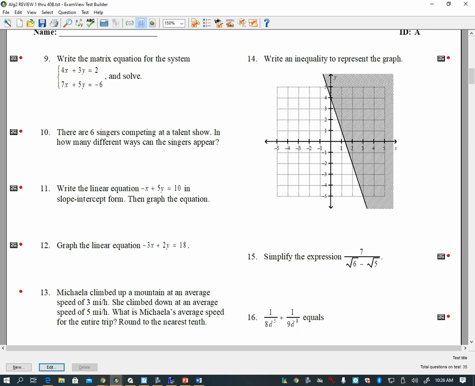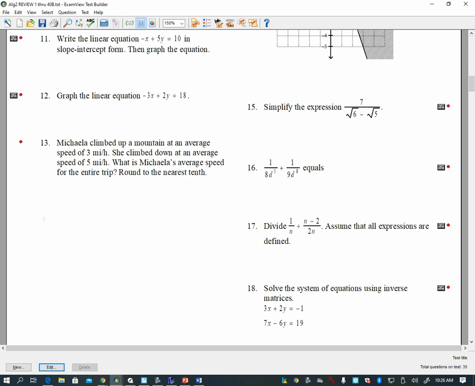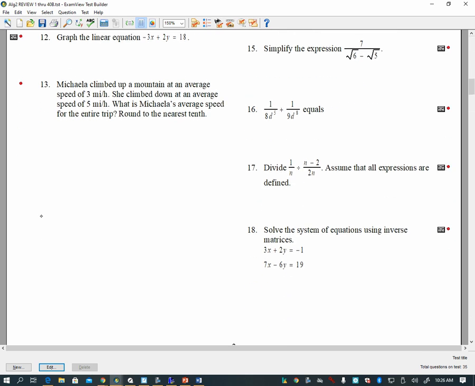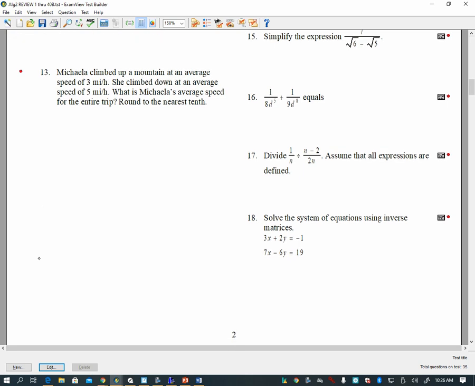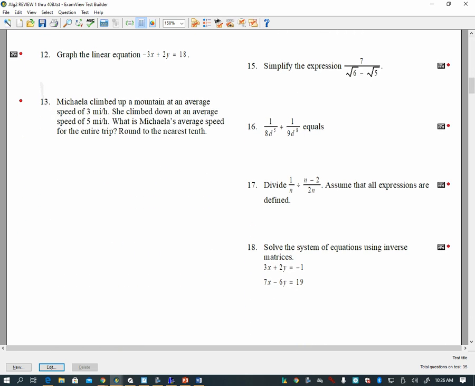Numero 9. 10? 11? 12? We'll have to come back to 13. I know I've got that written down somewhere, but I'm not really worried about it because it's not one that we'll see on the test. 14 is one we've already covered.